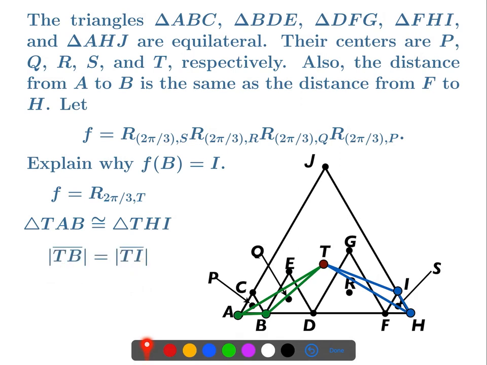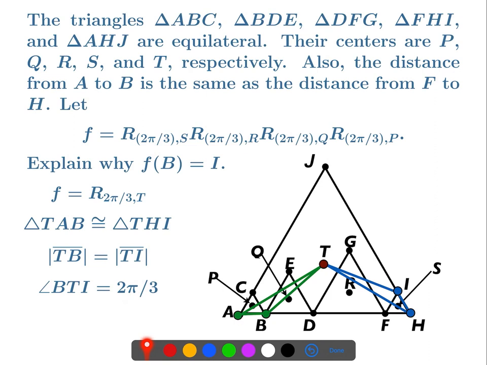Now, TB is going to equal TI because we have these two triangles congruent. The other side that we haven't looked at yet has to be the same, the TB here and the TI. So TB and TI are the same length because the two triangles were congruent. And I also want to argue that the angle BTI is 2 pi over 3.